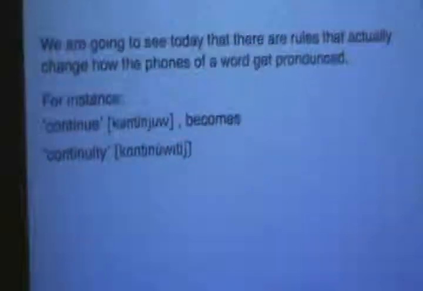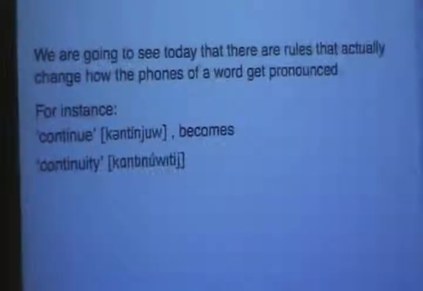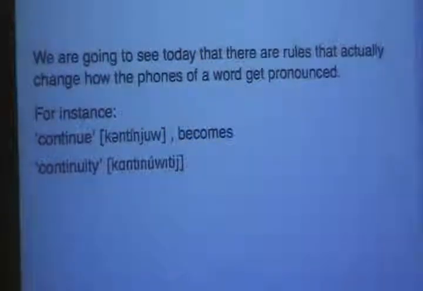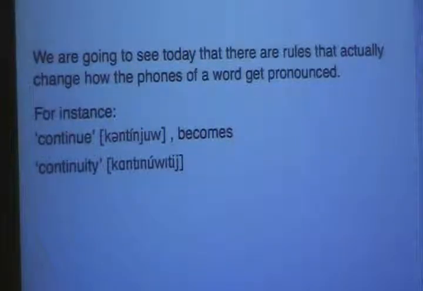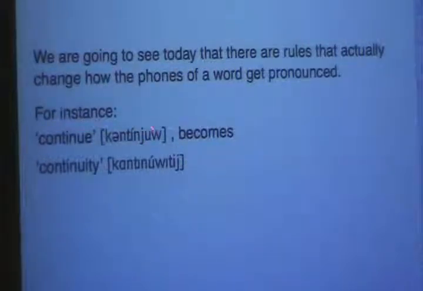More than that, though, and this is what I want to direct your attention to, in continue, this last syllable has ya in it. And in continuity, this syllable does not have ya in it. Can you hear that difference? Continue, continuity, new. Can you hear the difference? In continuity, this syllable is stressed. In continue, this syllable is unstressed.